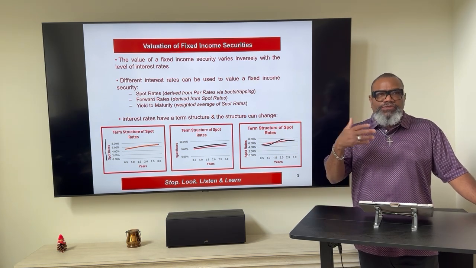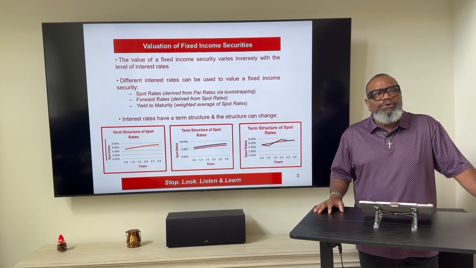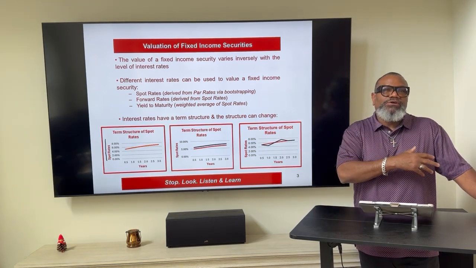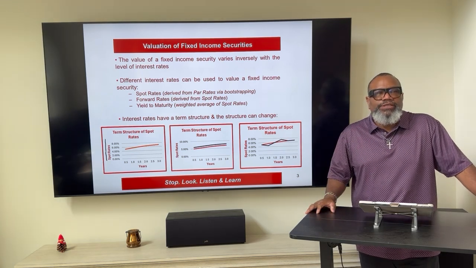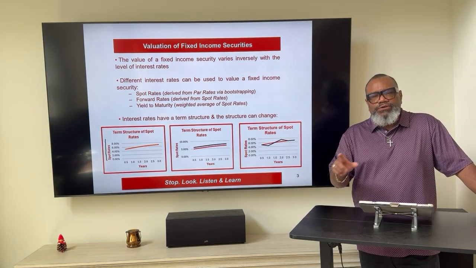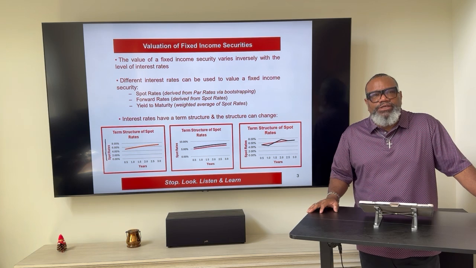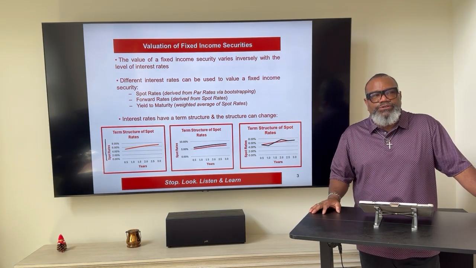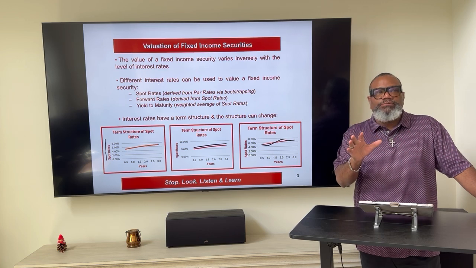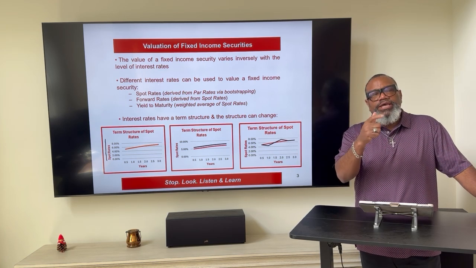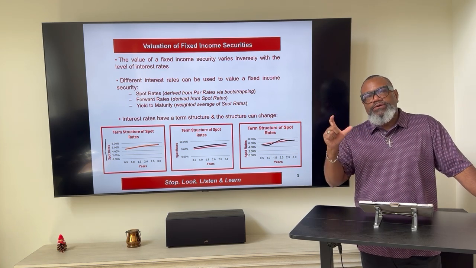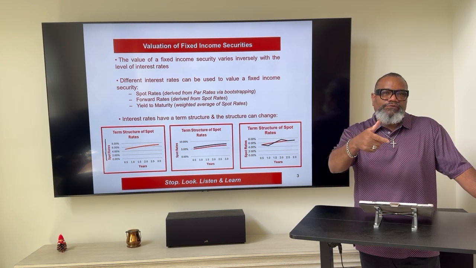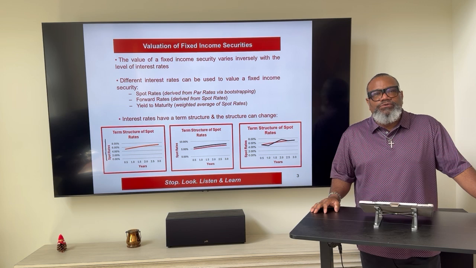Now, there is not one interest rate, but a number of interest rates, and you have what is called a term structure of interest rates. All that means is that you look at the term of the fixed income security and the interest rate associated with that particular security. So you may have a fixed income security that has a term of 2 years, and it would have a certain interest rate. You look at a fixed income security that has a term of 5 years, and it would have a certain interest rate associated with that.